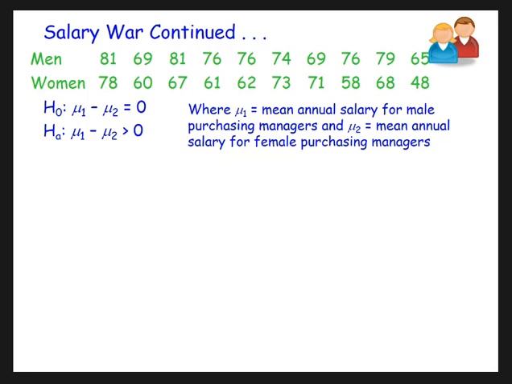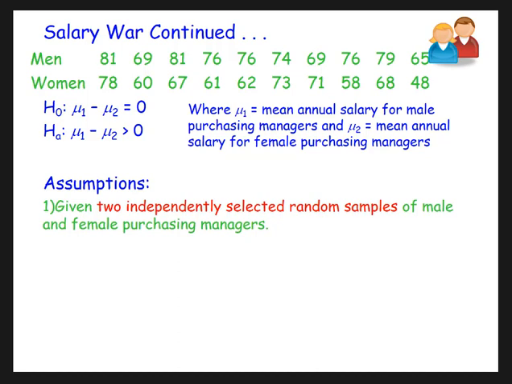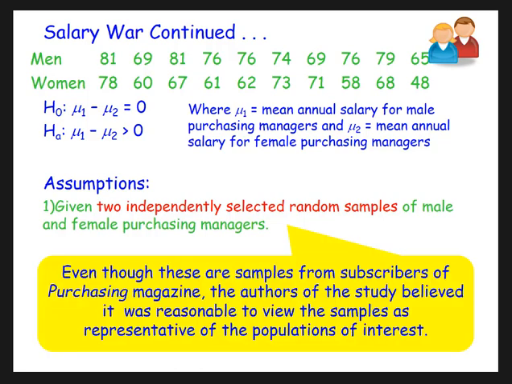So the salary example here for our hypothesis test: mu1 is the mean salary for males, mu2 is the mean salary for females. We verify our assumptions. Sample sizes are small, but they are independently selected from each of the populations.